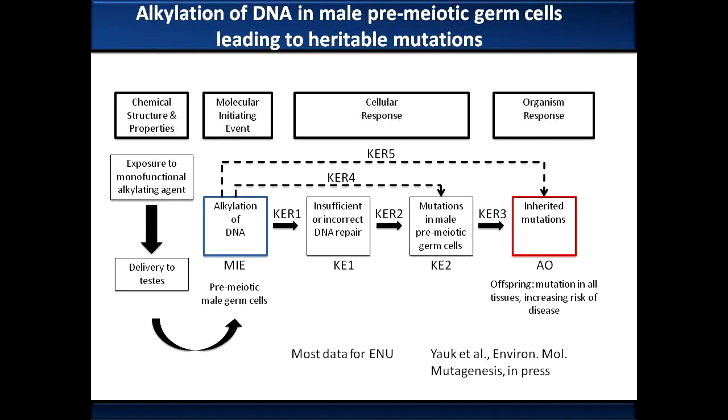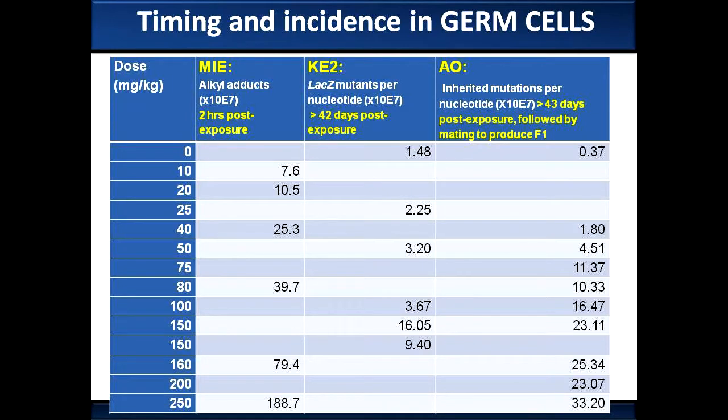Very briefly, we've started looking at one of the documented adverse outcome pathways. This is work that was done by Carol Yock and colleagues, where the molecular initiating event is the alkylation of DNA, leading to insufficient or incorrect DNA repair, leading to mutations in male premeiotic germ cells and inherited mutations. We started looking at the information in the context of how we would lay it out to look at the patterns for empirical support.